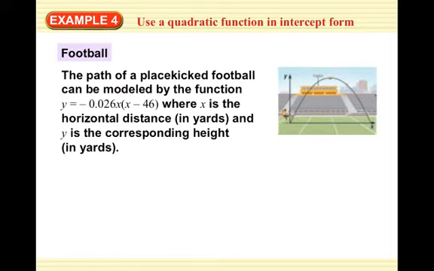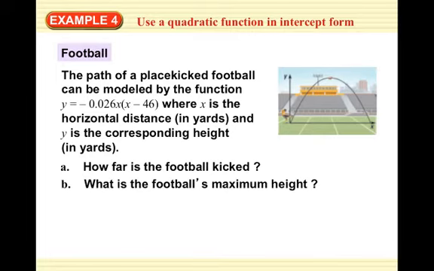Okay, let's look at an example of football. The path of a place-kicked football can be modeled by the function y equals negative 0.02x times (x minus 46), where x is the horizontal distance in yards and y is the corresponding height in yards. So x is horizontal distance, so that's the how far, and y is the corresponding height, so that's the how high. A, how far is the football kicked, so that's going to be something with x. And what is the football's maximum height? That's going to have something to do with y.